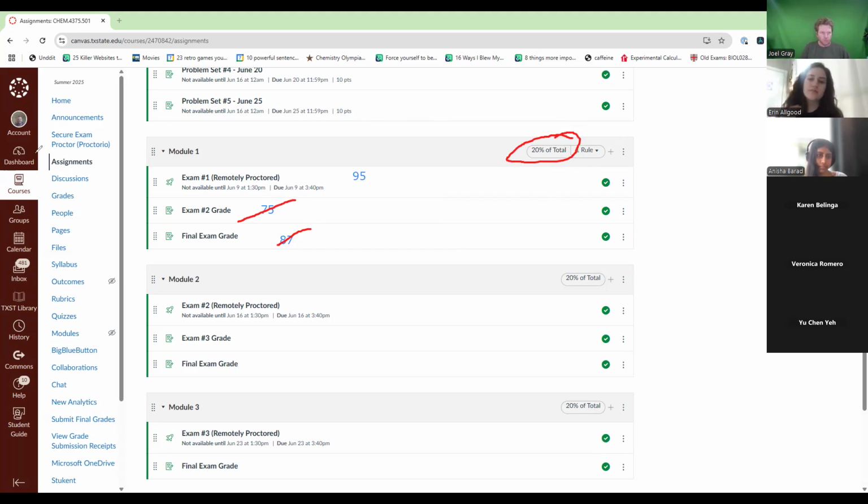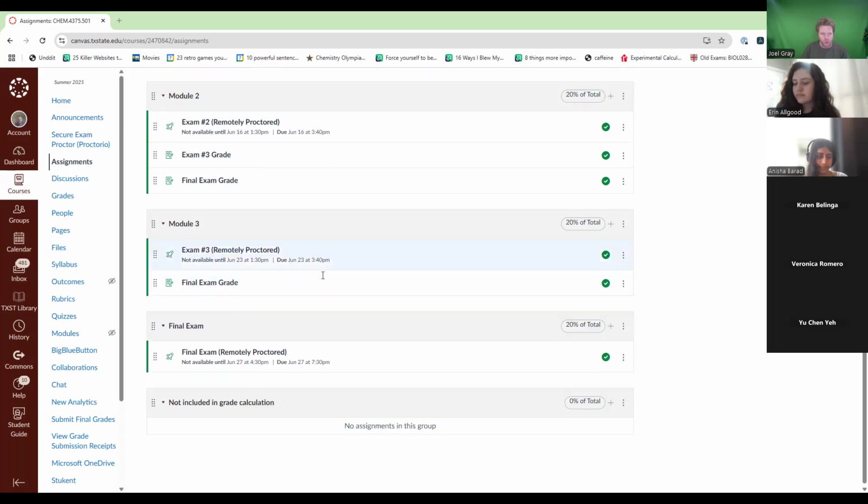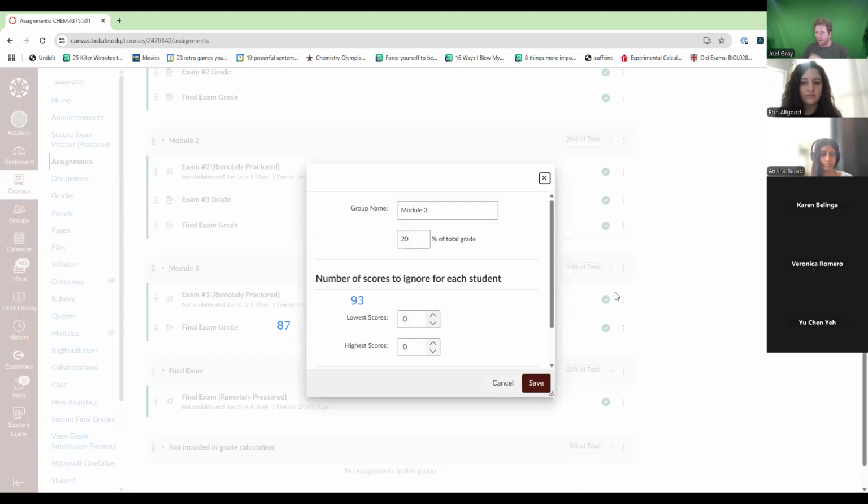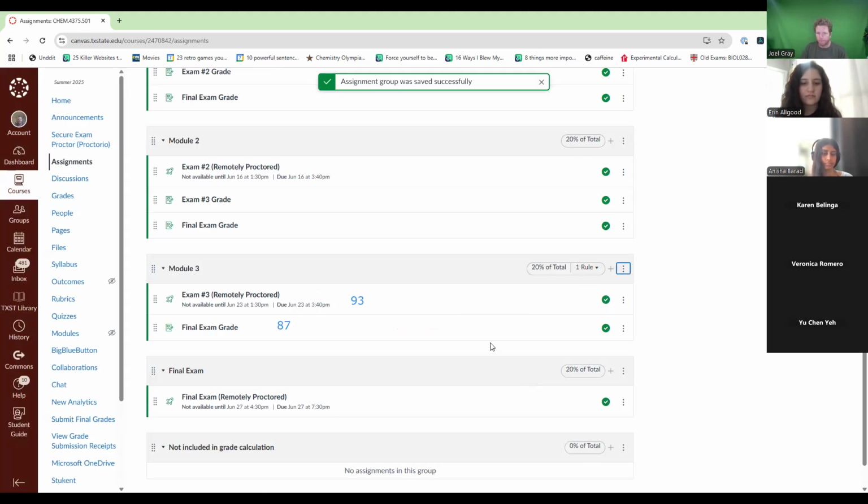Just so I make this as clear as possible, let's imagine now we're talking about module number three. You have your third exam, and let's say you got a 93 on that. The final exam, again, we got an 87. Here, I'm going to apply a rule where I drop only one. I'm only going to be comparing one thing. So I'm going to say lowest score, drop one lowest score. What the gradebook is going to do is ignore this final exam score.